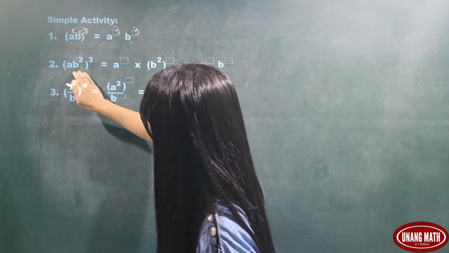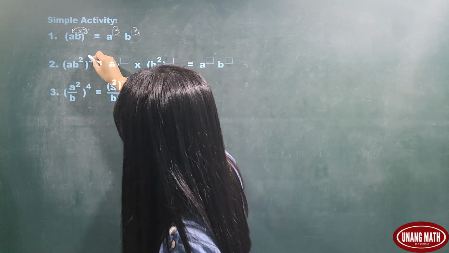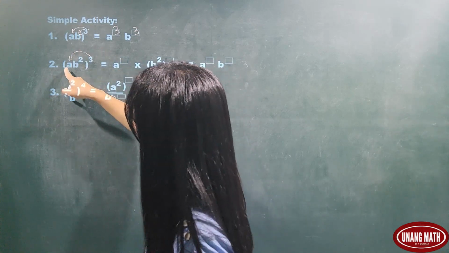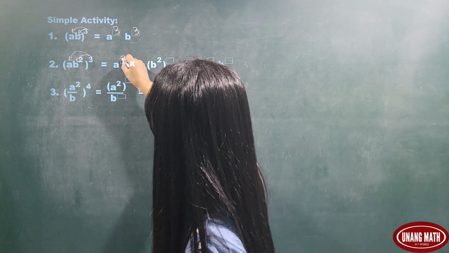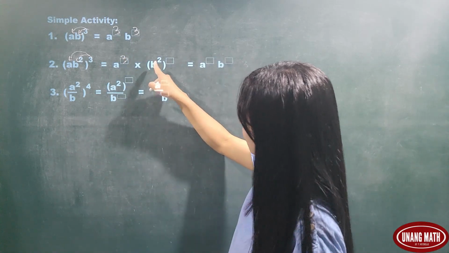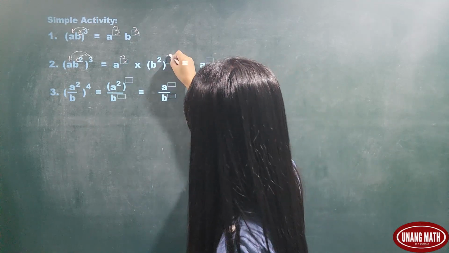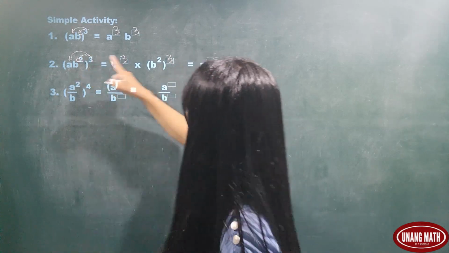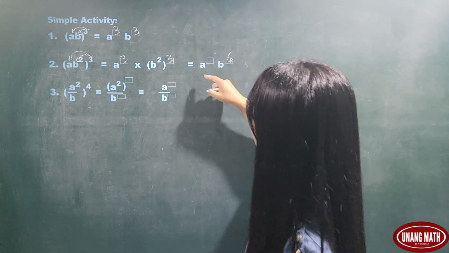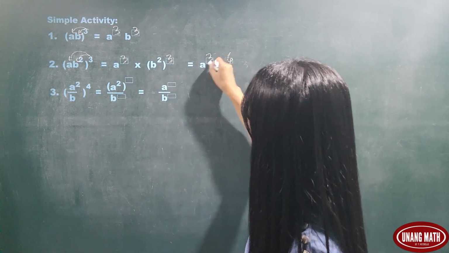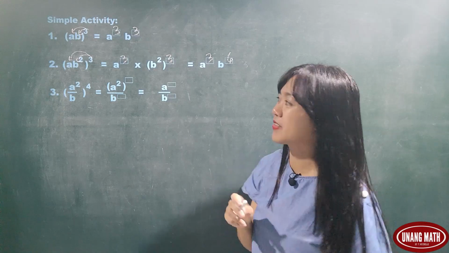Okay, the second one, (ab squared) inside the parenthesis, and it's raised to the power of 3. So this exponent 3 will be distributed to a and to b squared. So we have a raised to the power of 3. Since b is raised to the power of 2, then this is also raised to the power of 3. 2 times 3 is 6. So b raised to the power of 6. And then a, just copy a raised to the power of 3. So we have a raised to the power of 3, b raised to the power of 6.